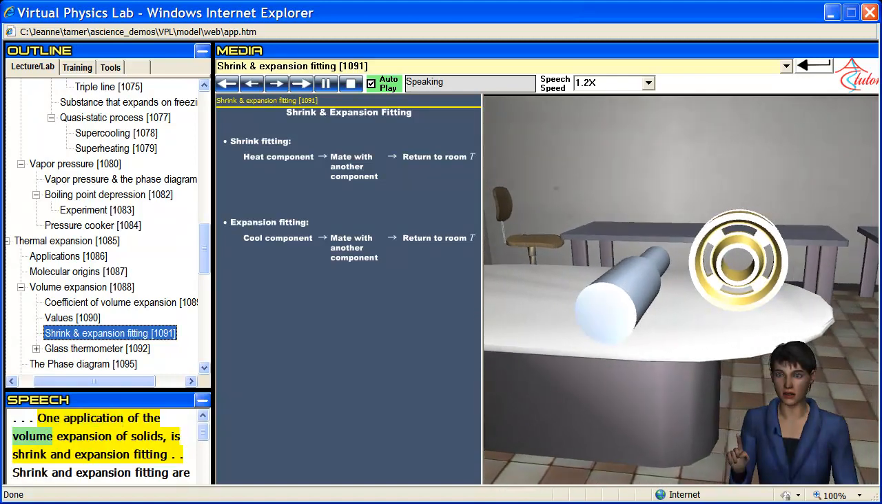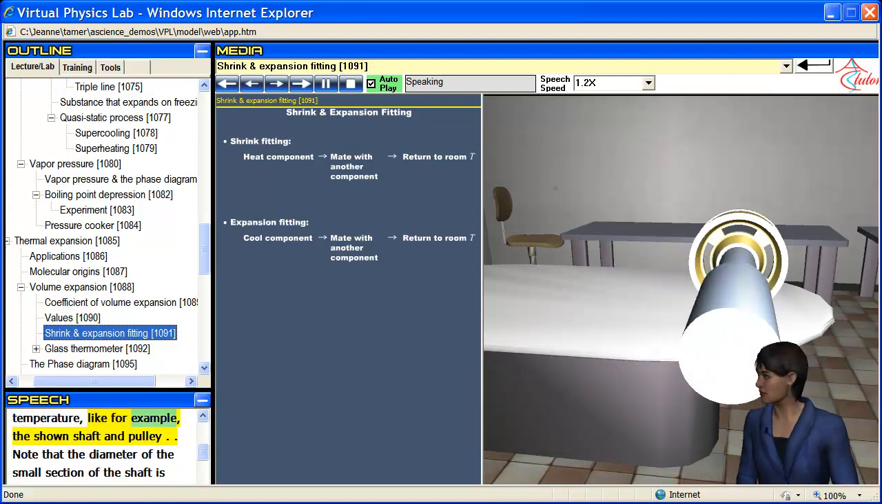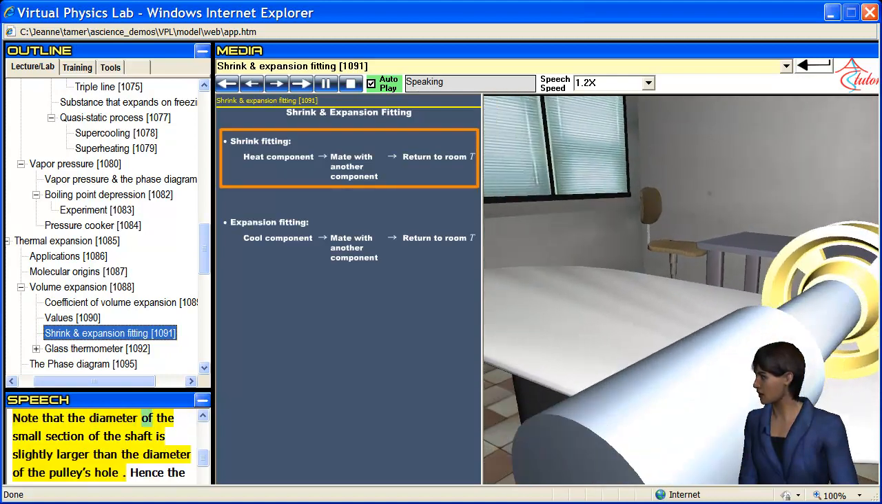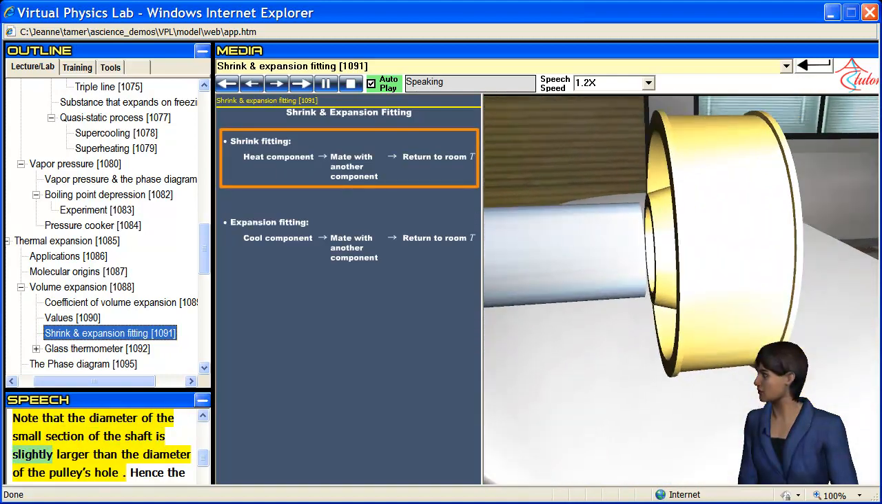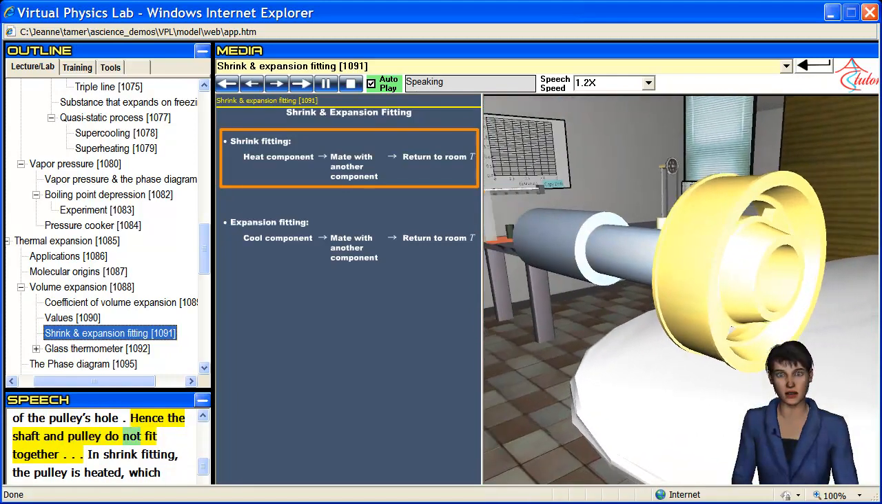One application of the volume expansion of solids is shrink and expansion fitting. Shrink and expansion fitting are techniques that are used to join components that don't fit together when they are at room temperature, like for example, the shown shaft and pulley. Note that the diameter of the small section of the shaft is slightly larger than the diameter of the pulley's hole. Hence the shaft and pulley do not fit together.